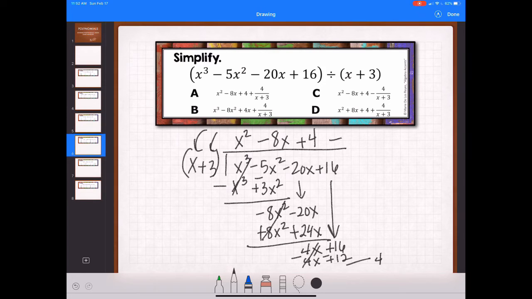Remainder of positive 4, so that's plus. The 4 is the numerator. The denominator is the divisor. So all of this is our quotient. x squared minus 8x plus 4 over x plus 3.